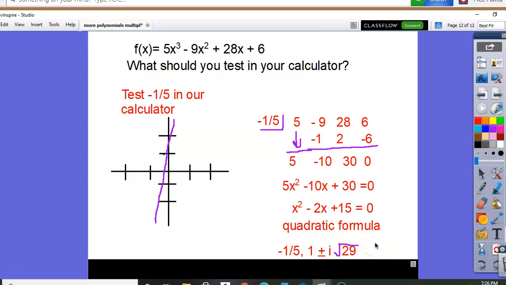So your 3 zeros for this polynomial function are negative 1 over 5 and 1 plus or minus i square root of 29. All right, so that was a quick review of using the rational root theorem to find our zeros. Go ahead and start on your homework. And if you notice, I was nice, and this is one of the homework problems. So, you're welcome.